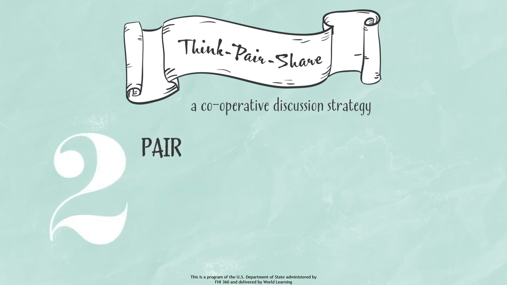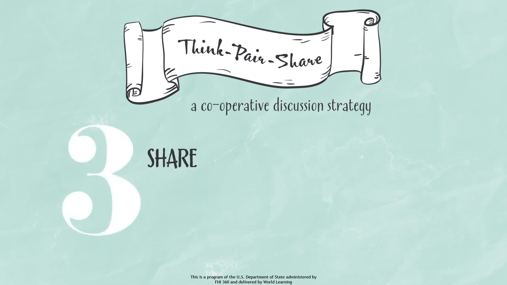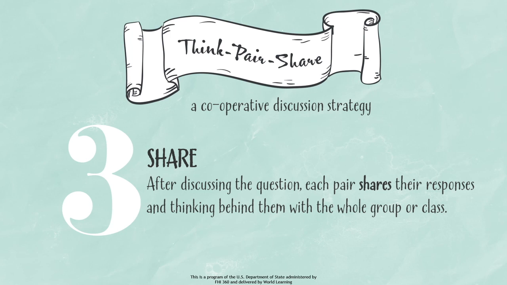Pair. Students then pair up with their classmates and talk about the answer or thought that they came up with. While doing so, the students compare and identify the answers that they think are the most suitable, convincing, or unique. Share. After discussing the question, each pair shares their responses and thinking behind them with the whole group or class.